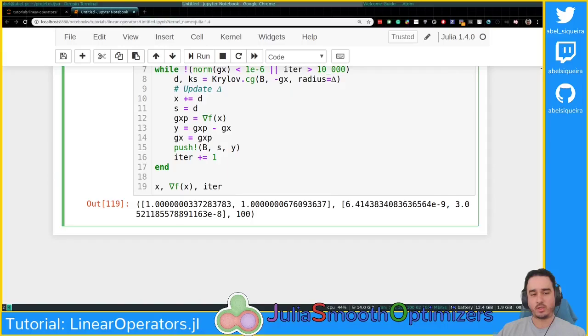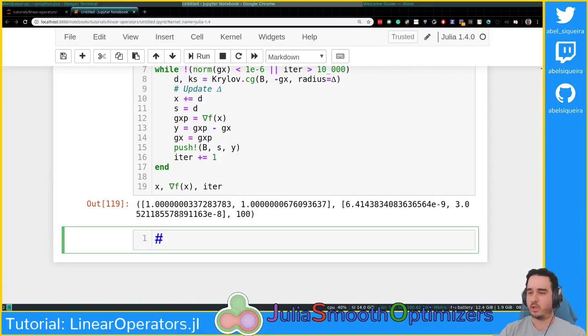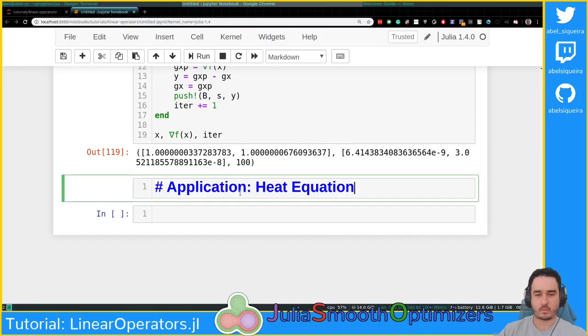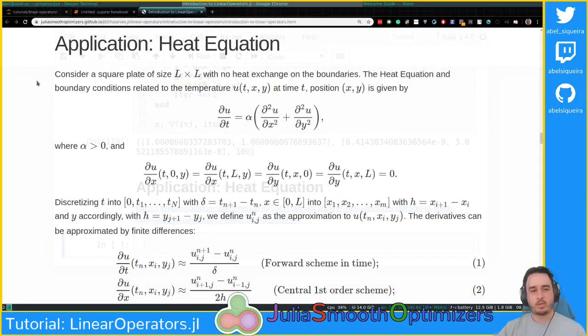Another example that I'm gonna define here, just so I can show a cool application, is one for the heat equation. So this is gonna be in a tutorial, JSO tutorials. Let me check if it's online already. This is in this tutorial with details. Okay. So this is an application of the heat equation.